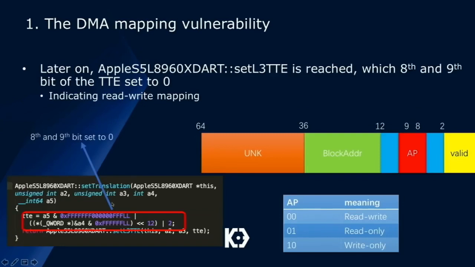In the lower level implementation, when the set translation API is called, you can find that the 8-bit and the 9-bit of the TTE are both set to 0, which, from our previous research, means read and write. It means for any kind of userland mappings or kernel land mappings, once it is translated and mapped into the I/O space, it is always read and write.